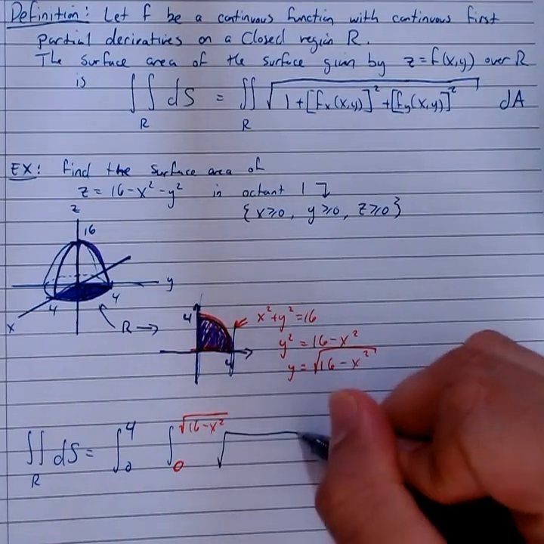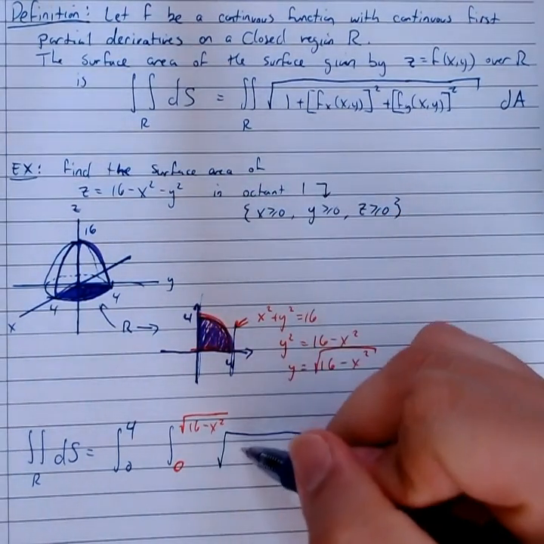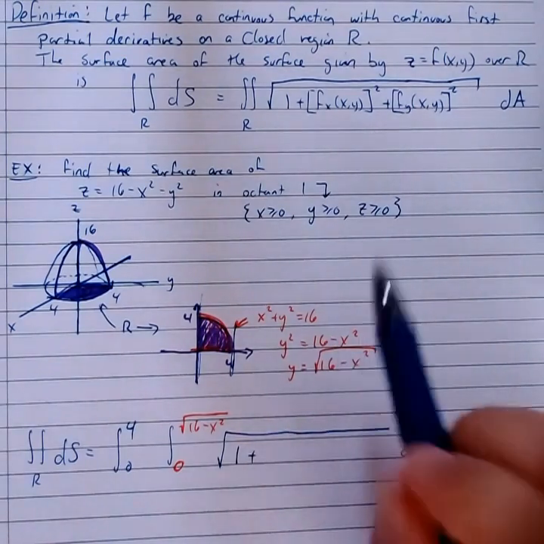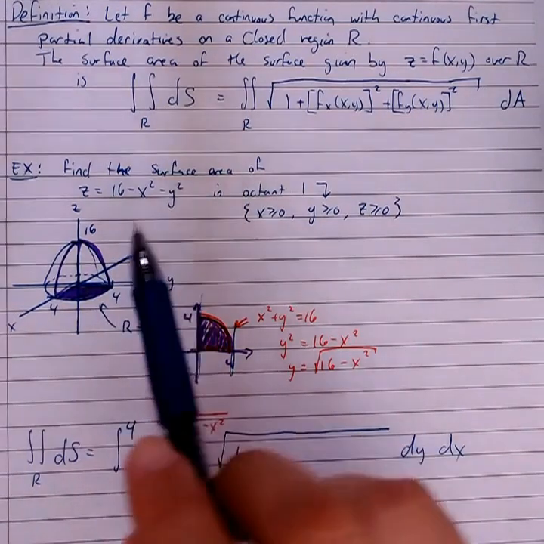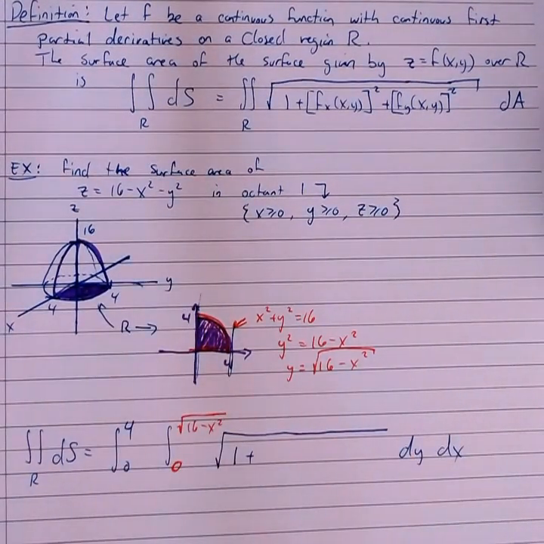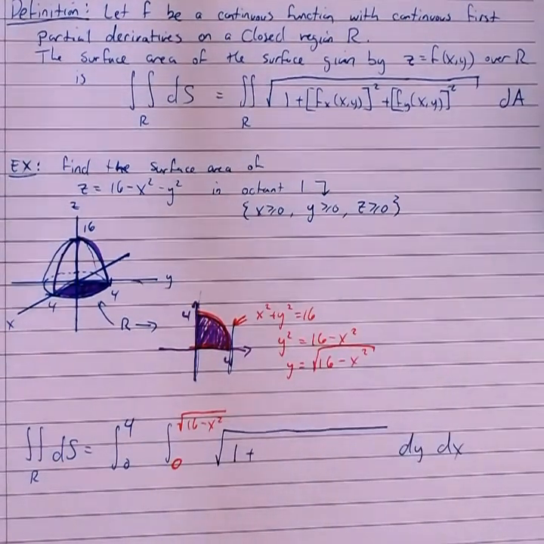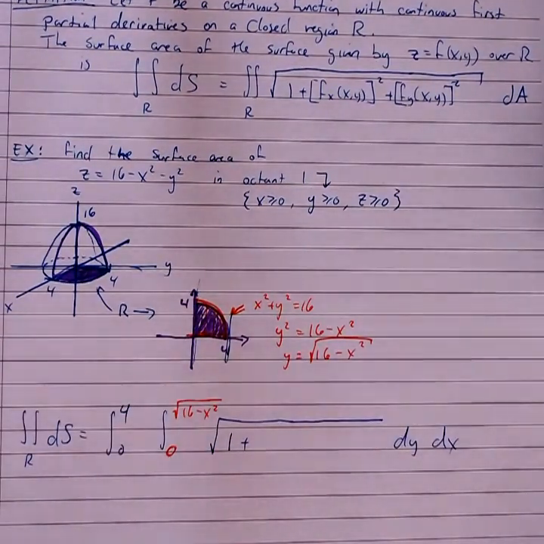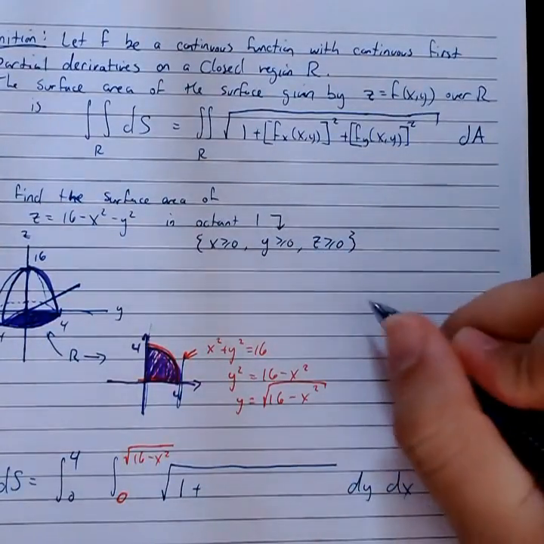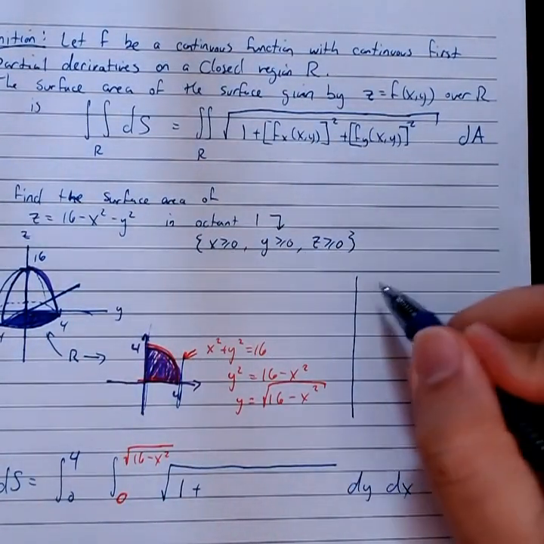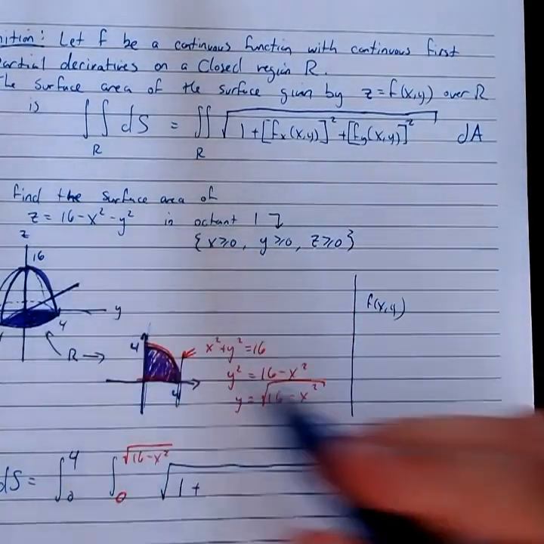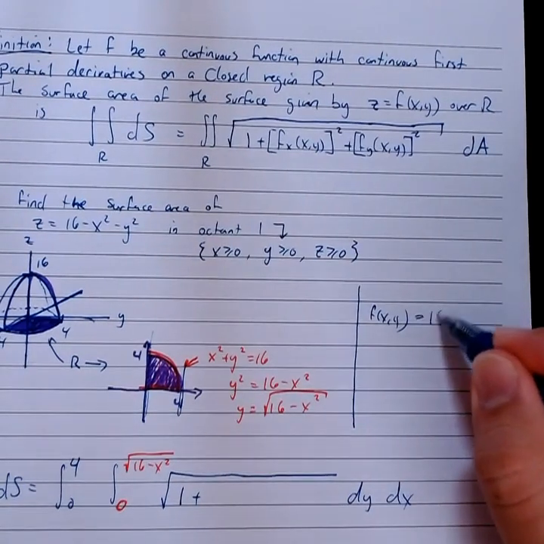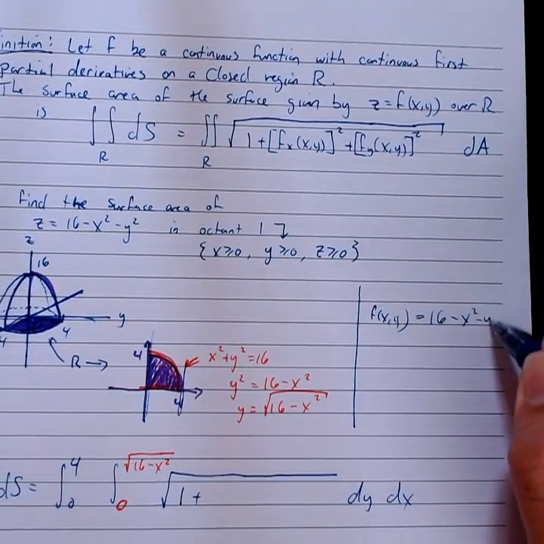So that'll be the square root of, that's just the number 1, always and forever, plus I can take my function, the one that's defining my surface, that's this one right here, and I can take its partial with respect to x. Okay, so let's go ahead and do that off to the side here. If I have my surface f of x comma y, right, that's given by the paraboloid, that's going to equal 16 minus x squared minus y squared.